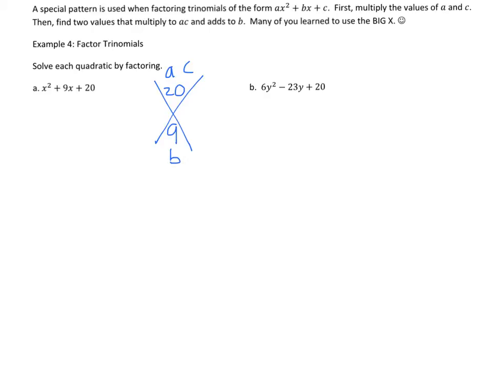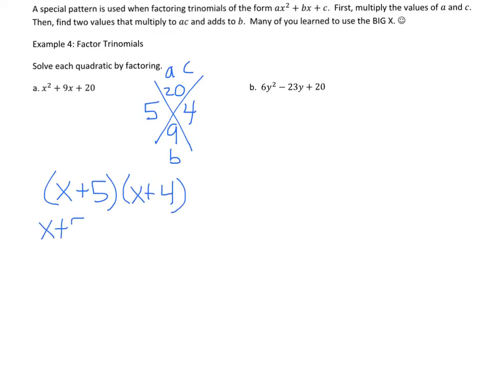So we need two numbers. They need to multiply to 20 and add to 9. And if we think about it, we know that 5 times 4 is equal to 20, and 5 plus 4 is equal to 9. Remember, since this starts with just a regular x squared, we can just go ahead and write our factors. x plus 5 and x plus 4.